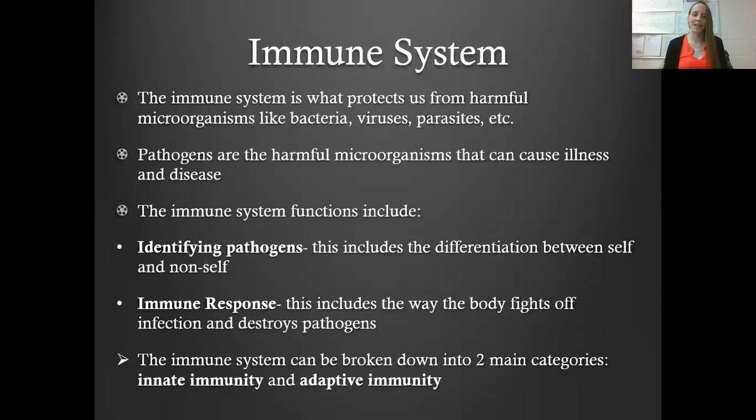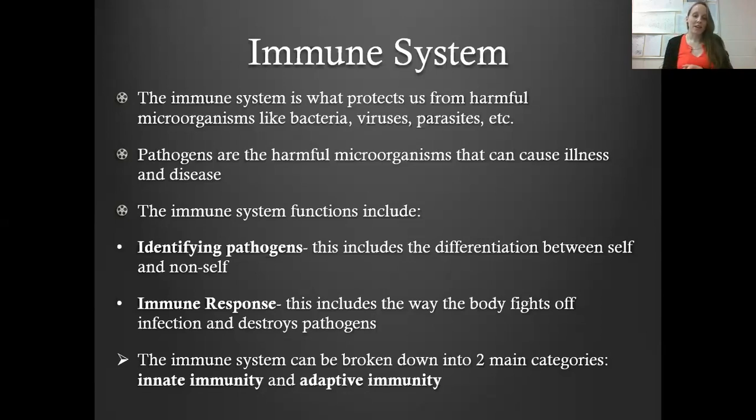So the immune system is what protects us from harmful microorganisms, whether that be bacteria, viruses, or parasites, or even fungus in some cases. Pathogens are just the name for any harmful microorganism that can cause illness or disease. And the immune system's functions include identifying the pathogen, which means determining if a cell or something floating around inside of you is a pathogen or is a part of your own body. We call that self-determination. Can it determine if something is part of yourself or is a foreign body, essentially?